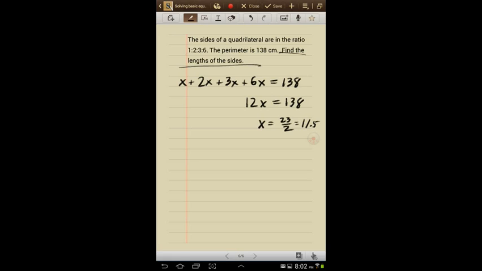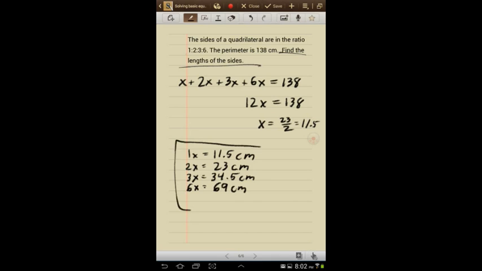So 1x is 11.5 centimeters. The 2x side is 23 centimeters. The 3x side is 34.5 centimeters. And the 6x side is 69 centimeters. Those are the lengths of the sides.